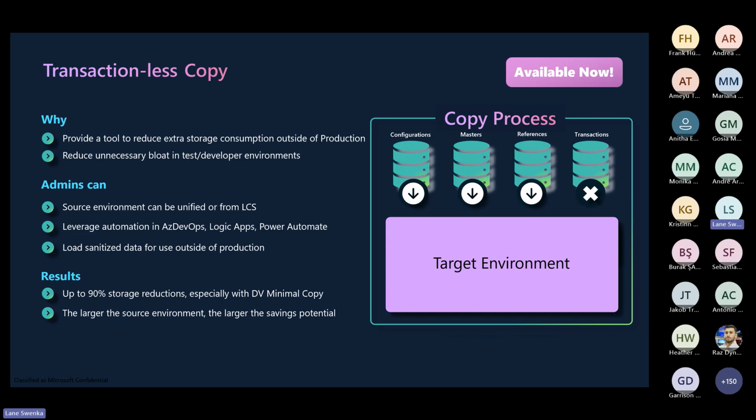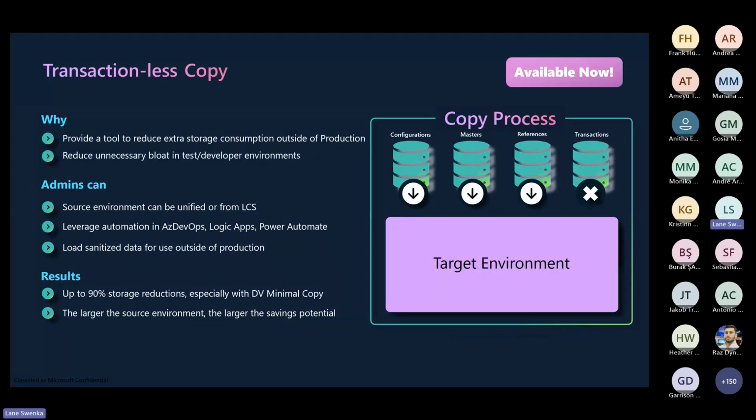So we did some analysis, and it is kind of intuitive, but as we looked at the data consumption across customer environments, the vast majority of the bulk is in the transactional tables. And we have some customers with 100 terabyte plus environments. So very, very heavy on transactions, and they don't need all those transactions outside of prod. And so that's where this motion came in.